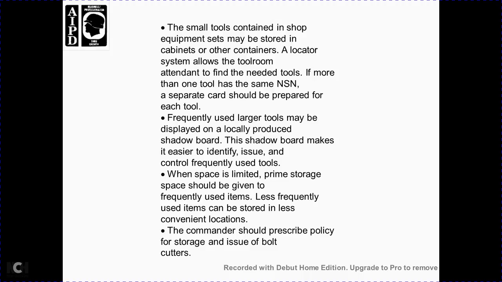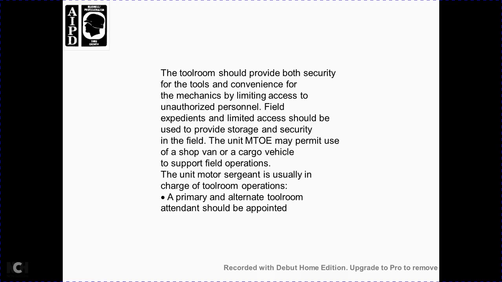Find the tools; if more than one tool has the same NSN, separate cards should be prepared for each tool. Frequently used large tools may be displayed according to local procedure. Shadow boards make it easier to identify the issue and control. For frequently used tools, special space limited to the primary storage should be given to the frequently used items. A list of the less frequently used items should be stored in a less convenient location. The policy on the storage issue should be prescribed in bold-cut letters.